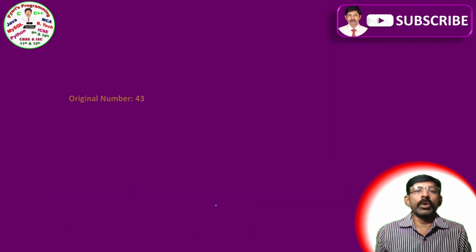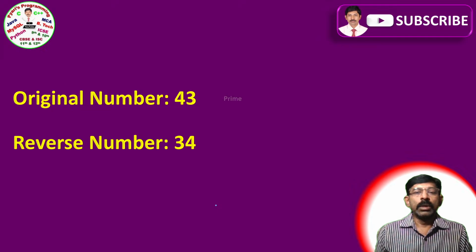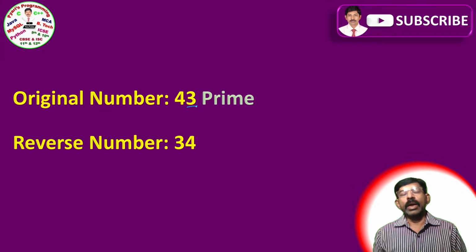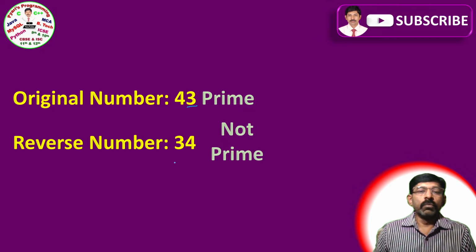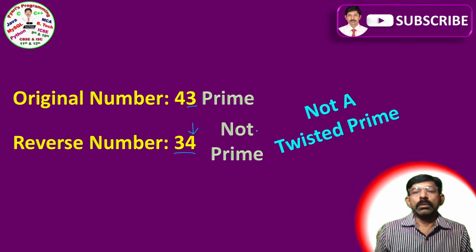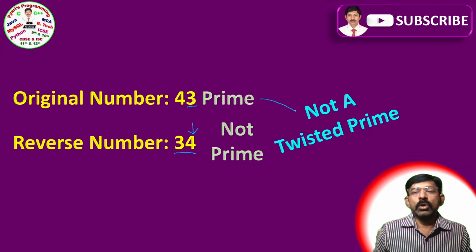Let's see one more example. Original number is 43 and the reverse number is 34. Look at over here. 43 is a prime number. Look at this, unit digit is 3, so it is not having any other factor other than 1 and 43. And here we have the reverse, called 34. Unit digit is 4. That means it is divisible by 2, so it is not a prime number. Sorry, it is not a prime number because of which it is not a twisted prime number.